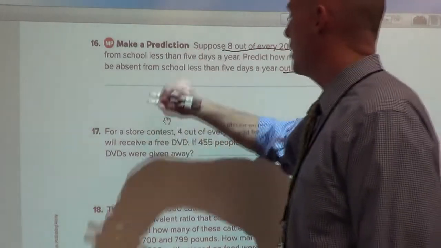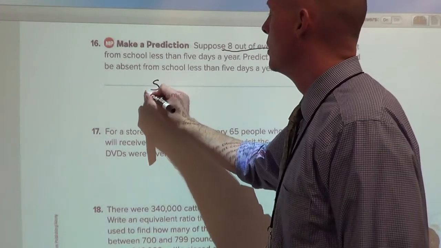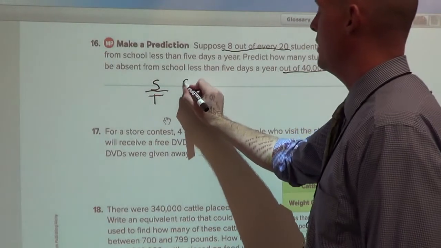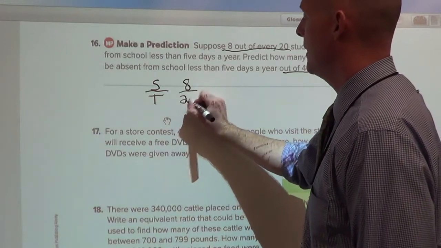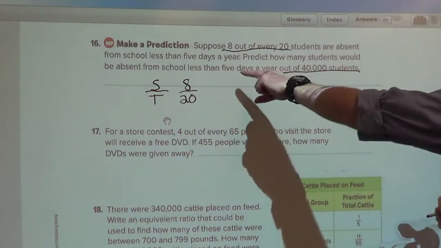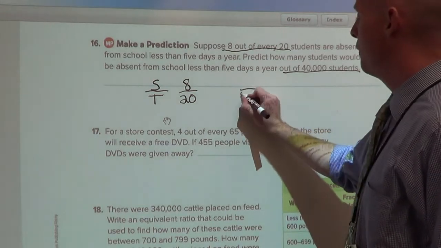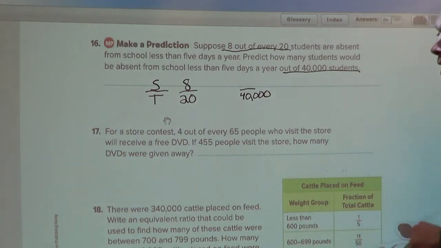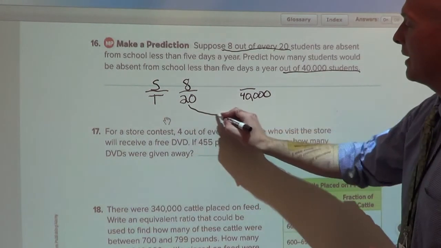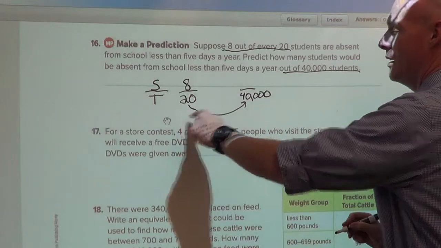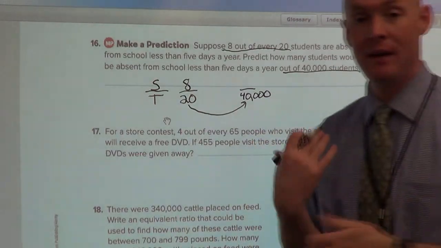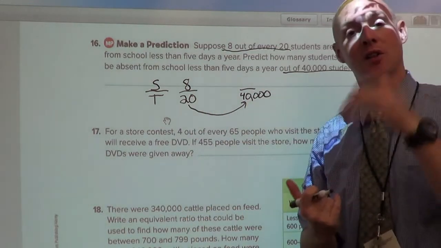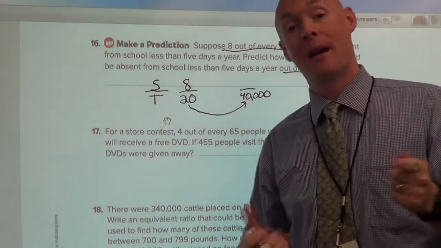So here we have 8 out of 20. So I'll do students over total. And I have 8 out of 20, so 8 students out of a total of 20. And it wants to know, what if it was over 40,000? Wow, big number. Okay, so I look and I say, how do I get from 20 to 40,000? They're both even numbers, and I see a 4 and a 2 with a bunch of zeros, so I know that 20 is going to be able to go into that. But now it's just a matter of how many times.